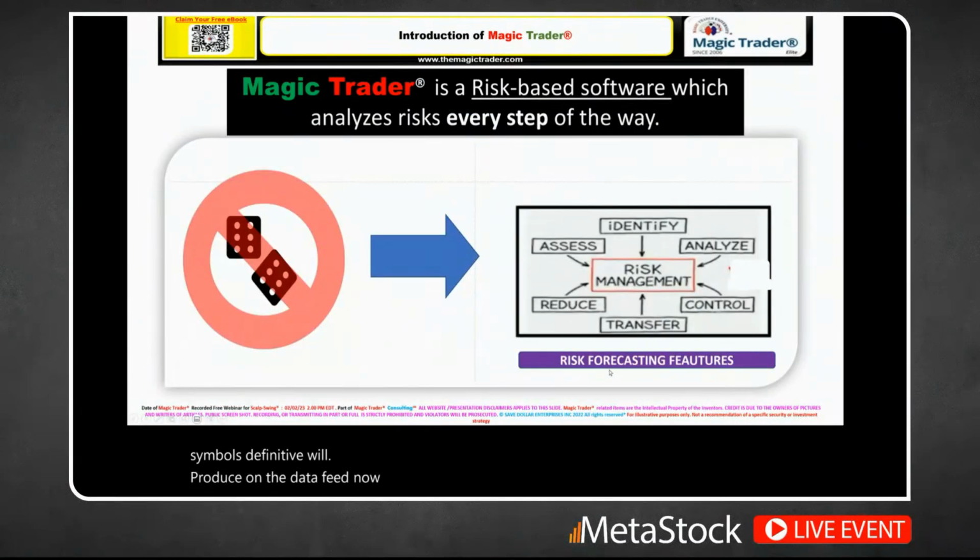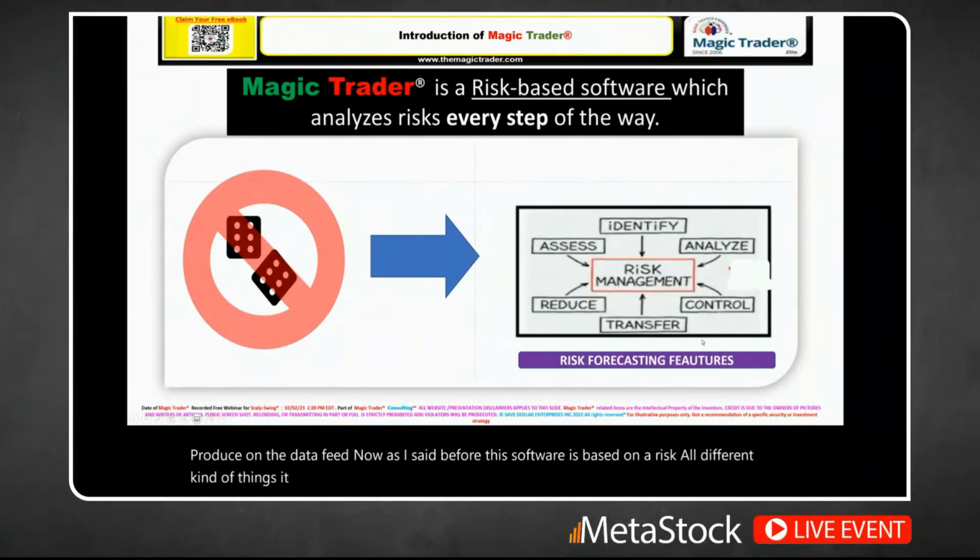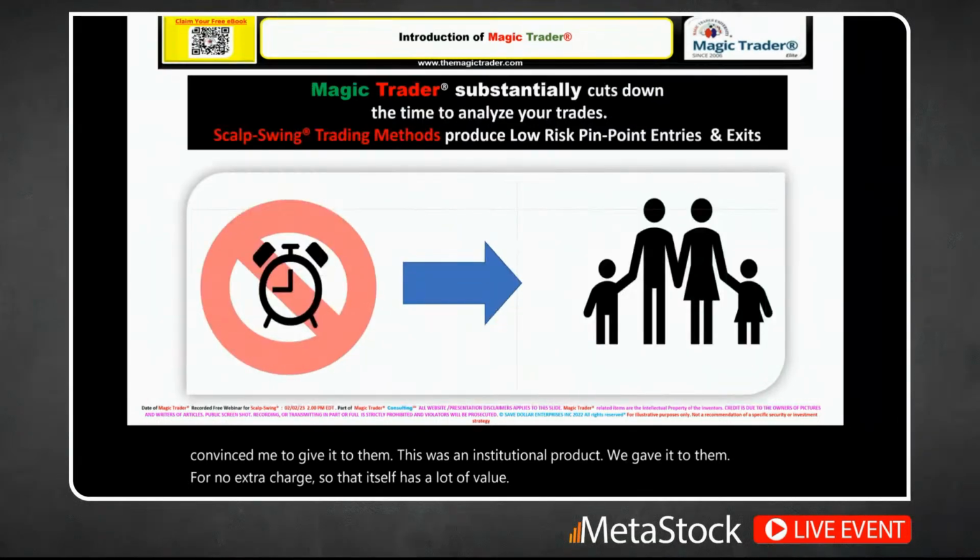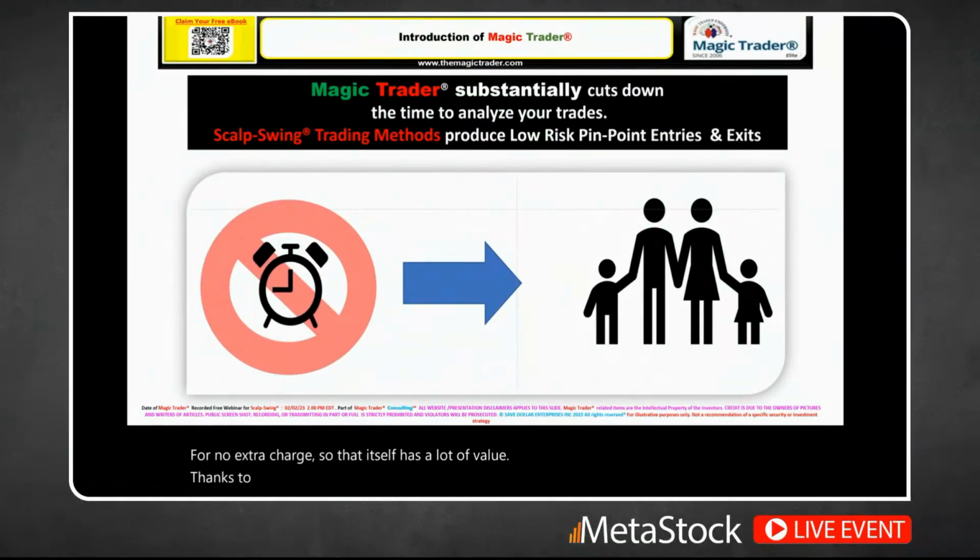Now, as I said before, this software is based on risk, and it does all kinds of different things internally. What you see outside is a very simple way. I separated out forecasting because it is very helpful in trading, and somehow the people in my room convinced me to give it to them. This was an institutional product. We give it to them for no extra charge, so that itself has a lot of value. Thanks to MetaStock and their staff, who understood it and said they would do whatever it takes. Otherwise, this was not part of the agreement.